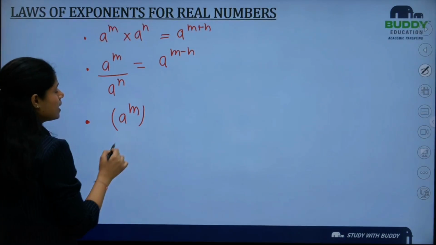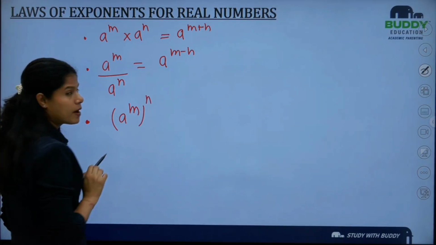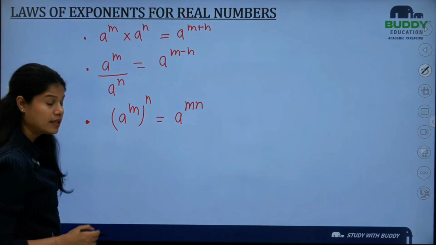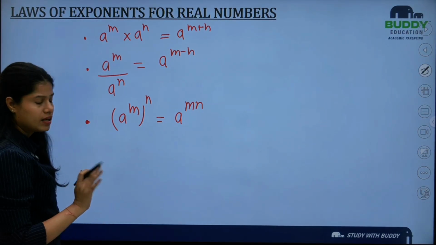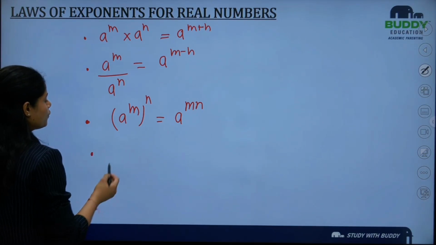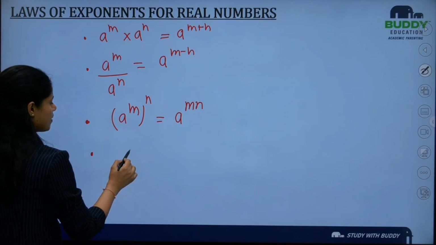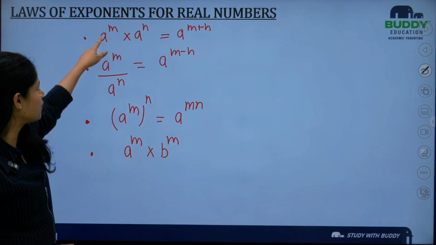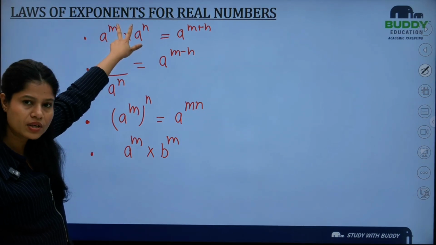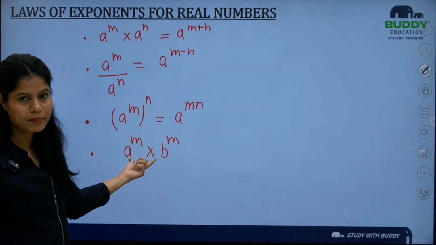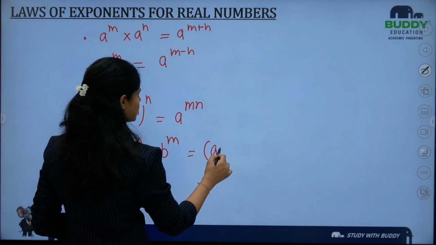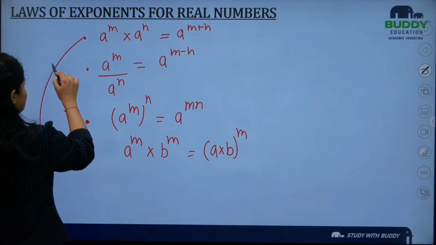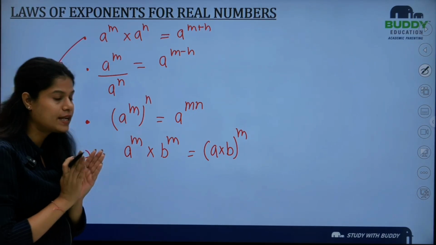If you have a number like a raised to the power m, and then a further power n to that, then you can write it as a raised to the power m into n, where a is any real number. Then you have one more rule: a raised to the power m and b raised to the power m. What's the difference between the first one and this? Here the bases were the same, the power is different. Here the power is the same but the base is different, so you can write this as a into b whole raised to the power m. We many times get confused in these two rules, so always be very cautious.